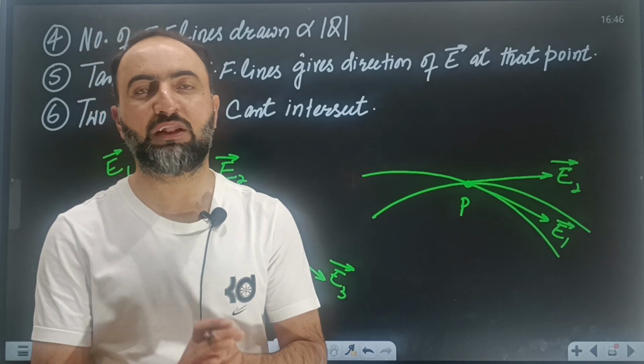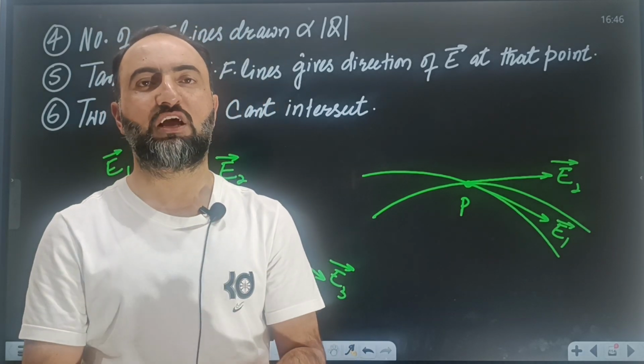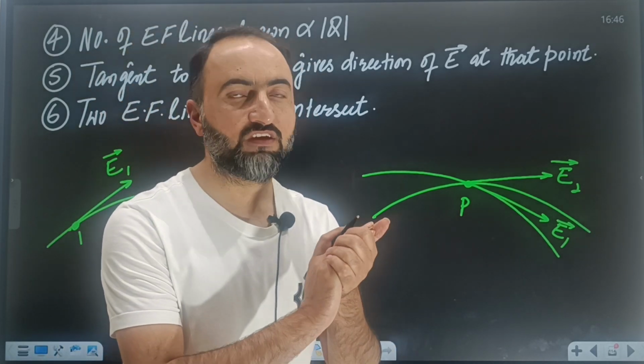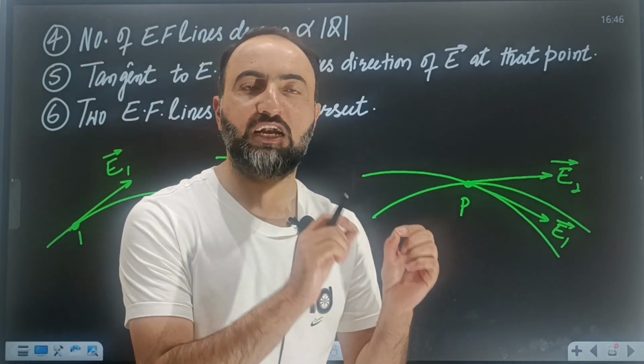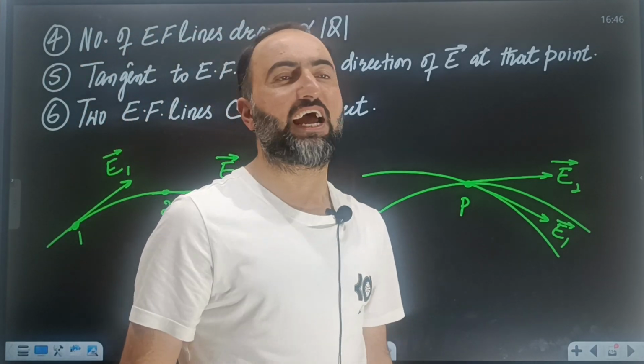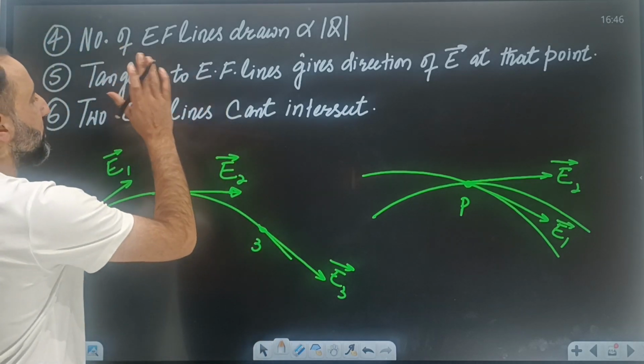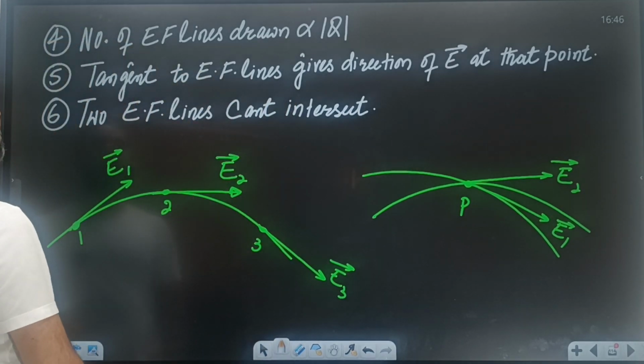Next, the number of electric field lines drawn is directly proportional to the magnitude of the charge. What does that mean? That means, for example, you have two charges. One is 5 coulomb, another is 10 coulomb. If you draw 4 lines for the 5 coulomb, then the 10 coulomb deserves how many lines? That deserves 8 lines. ठीक है ना? So that means more the charge, more is the number of electric field lines, and vice versa.